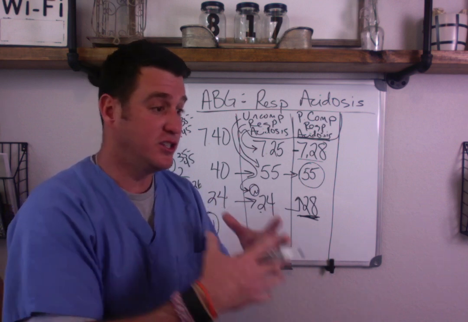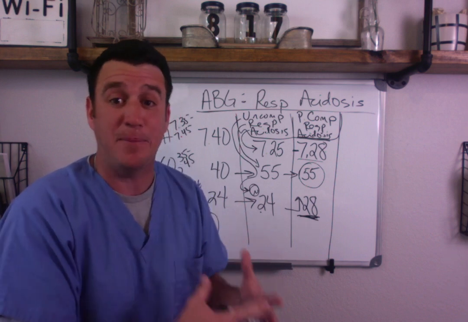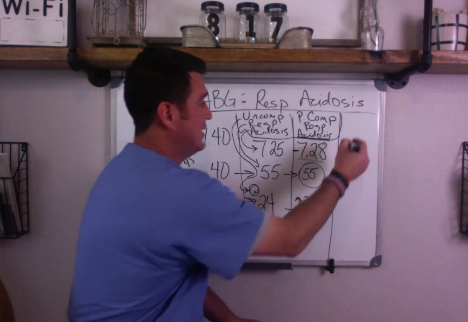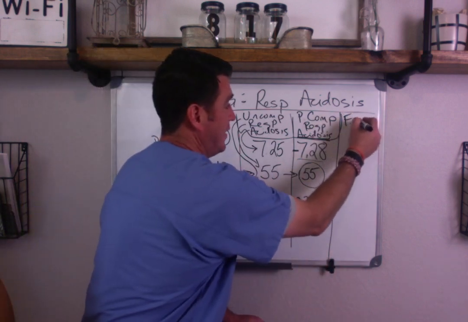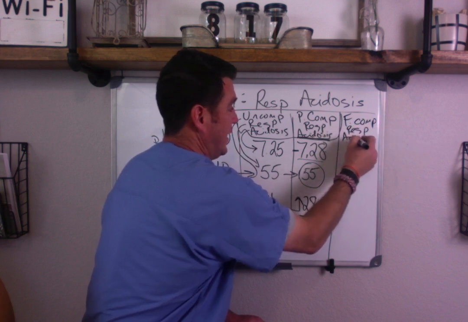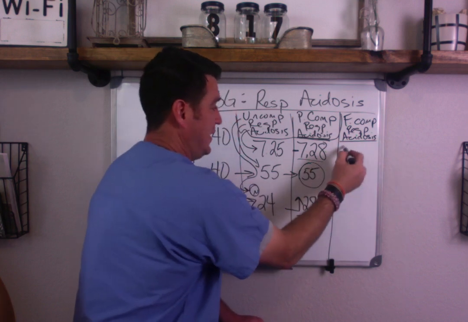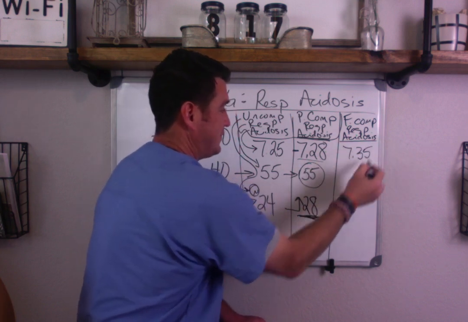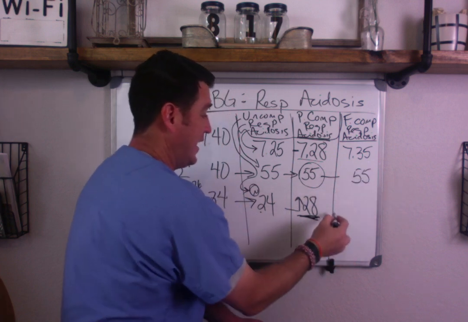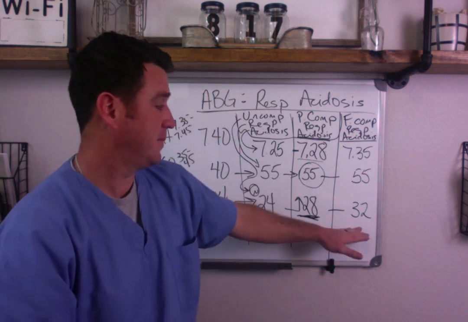Well, to know if it's partially or fully compensated, you have to ask yourself, is my pH in the normal range? And so when we look at this, now we'll see a fully compensated respiratory acidosis. And this will take our pH to 7.35. Our CO2 is still here hanging out at 55. And our bicarb is now up to 32.